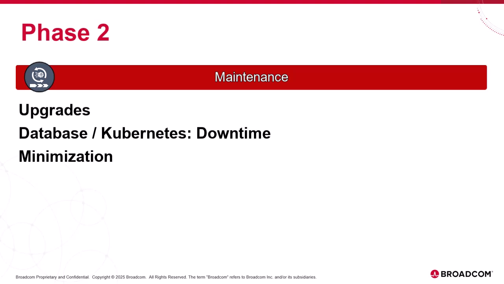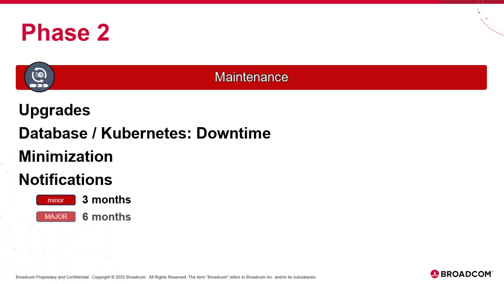We will provide ample notice of future service interruptions. For minor releases, you will receive that notification at least 3 months ahead of time. For major releases, it will be at least 6 months. These events will also be listed on the status website so that customers are notified via different channels.